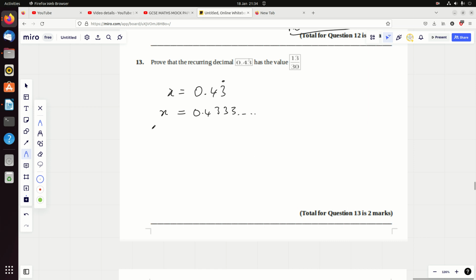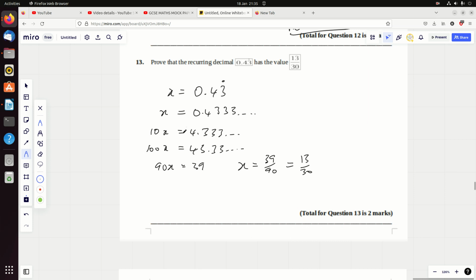The standard approach is to times it by 10, and you get 4.333 recurring. Now notice, if you do that minus that, it doesn't knock out everything. It's not identical. So this is my approach. There are other ways where you can just subtract those. There's so many ways of doing these. Times it by 10 again, you get 43.3 recurring. So if we subtract these two, you get 90x is 39, because now they've got exactly the same decimals, and x equals 39 over 90, which is of course the same as 13 over 30. That's one way of doing it.